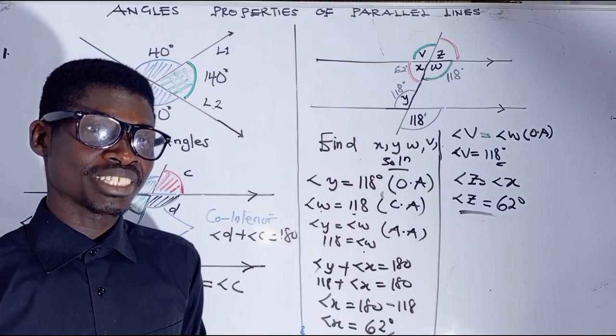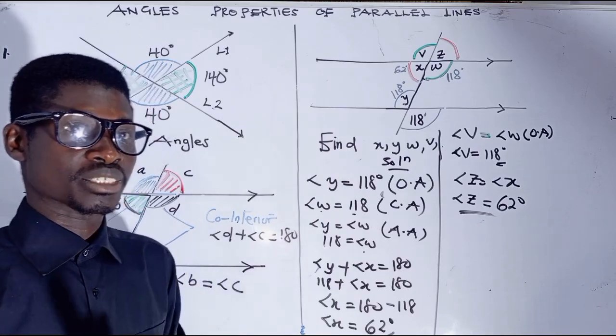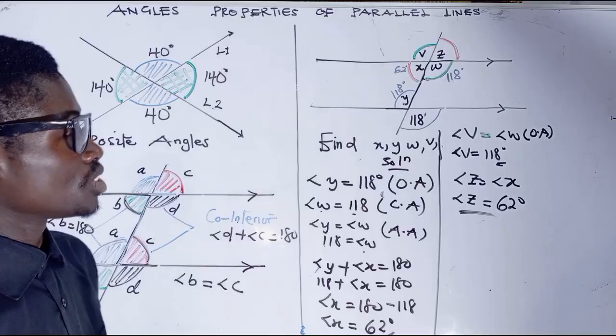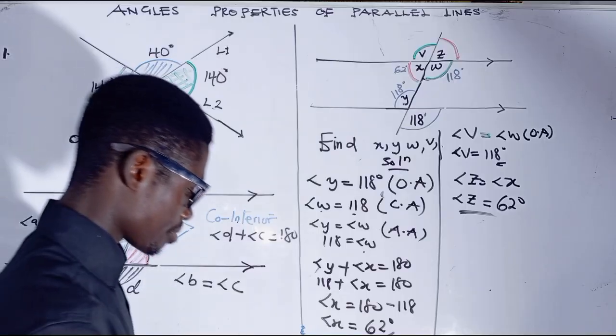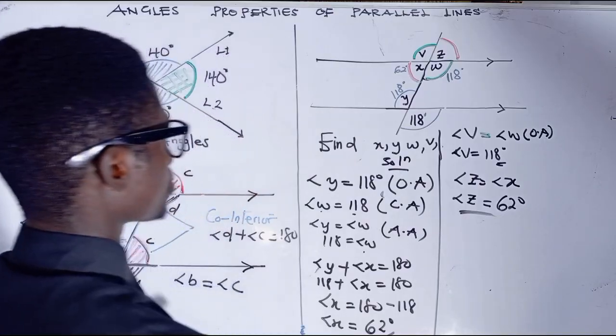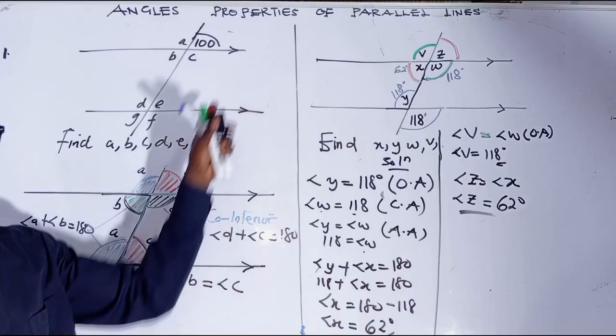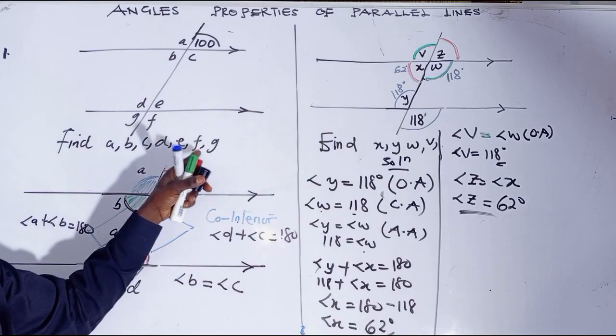This brings us to the end of today's lesson. But I'm going to give you one try question. You pause the video, you try your hand on it, okay? So this is your try question. Find angle A, B, C, D, E, F, G.